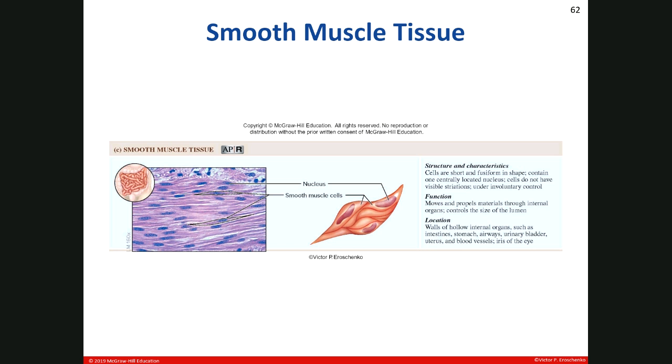Here's a nice picture. Zoom in a little bit. So here's what I was telling you about. It's a spindle shape. It looks like someone's wringing out the cell here. But you can see there are no striations here, and each cell has its own nucleus. No intercalated discs. It's a relatively short cell.